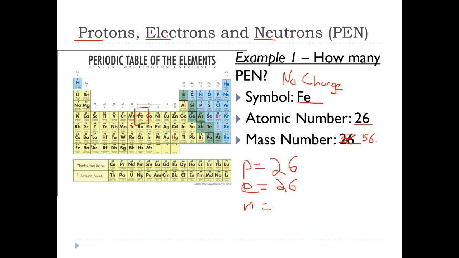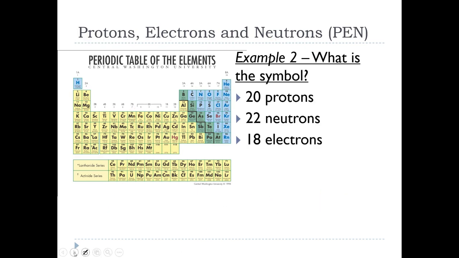This 56 has to be the protons and neutrons together. Therefore, if I take the 56 and subtract that 26, that should give me the number of neutrons. 56 minus 26 is 30, so there must be 30 neutrons. So we've got 26 protons, 26 electrons, and 30 neutrons. And there's our first problem.